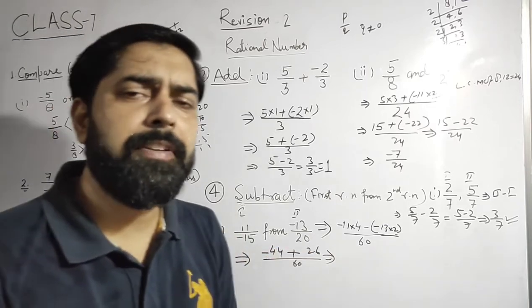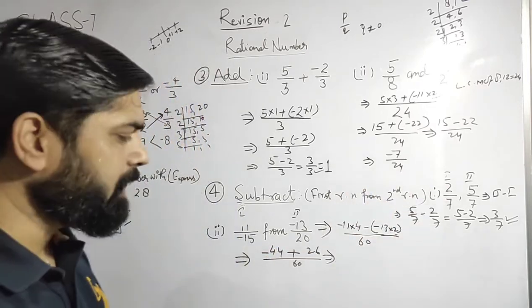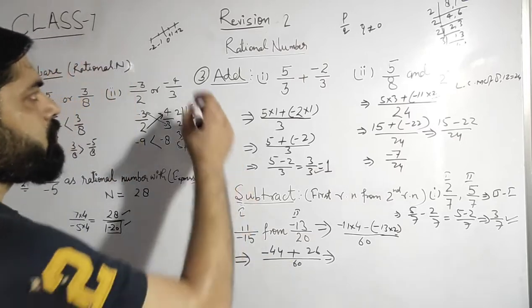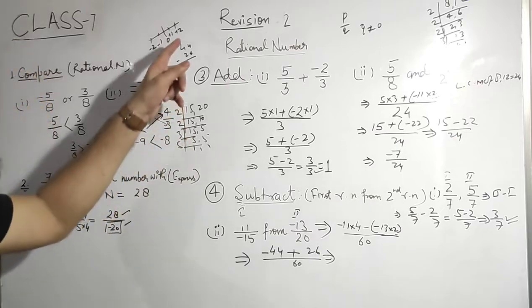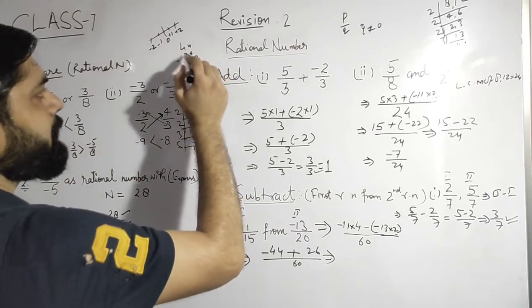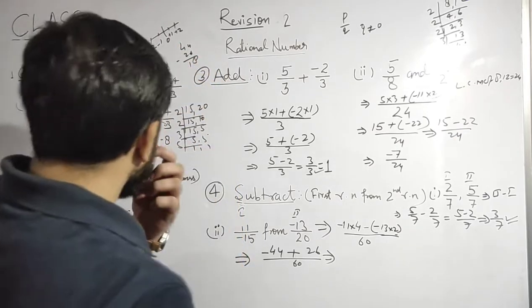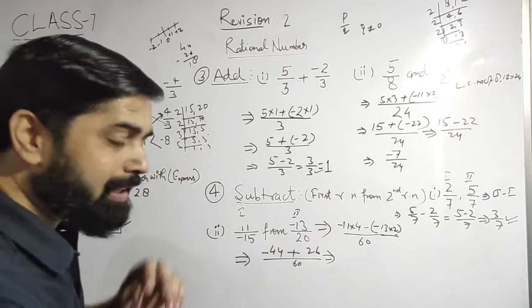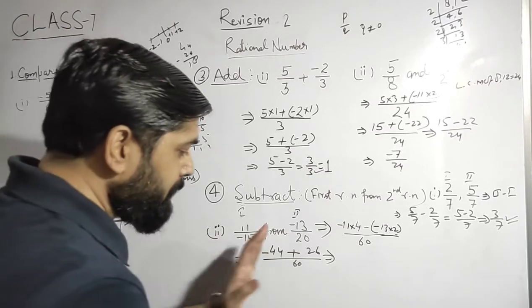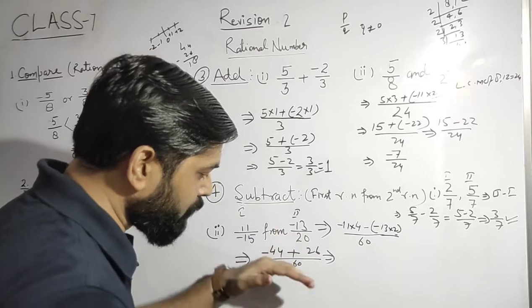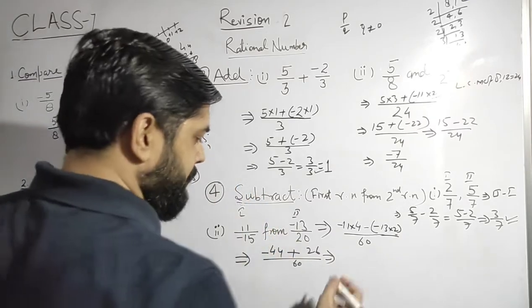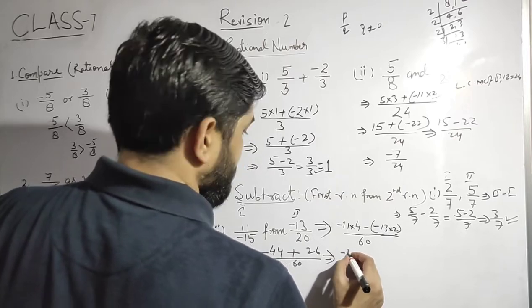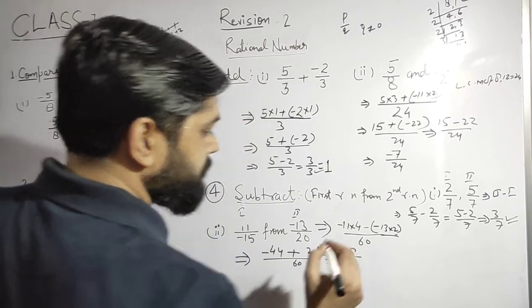Different sign means difference of the numbers. We find the difference of the numbers. So 44 minus 26 is 18. Minus, because 44 is greater than 26, and 44 has a minus sign. In a difference we always use the sign of the greater number. So minus 18 upon 60.